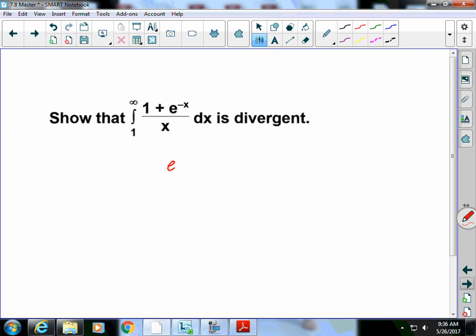I could say e to the minus x is greater than 0, because that's what we said earlier. E to the u is always greater than or equal to 0. I can add 1 to both sides and not change the inequality. I'm not going to take the reciprocal. I'm going to divide by x. And when I divide by x, x is going from 1 through infinity, so x is positive. It doesn't change my inequality.